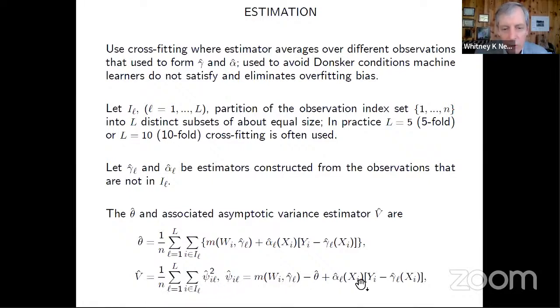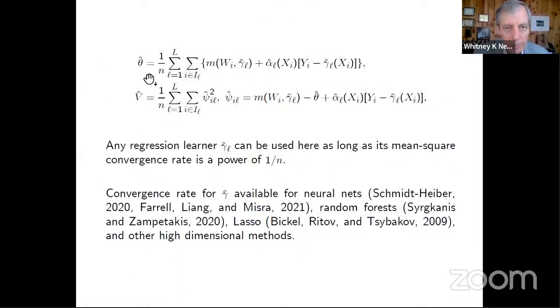Because of the orthogonal moment conditions, you could ignore the estimation of gamma hat and alpha hat here and get the standard error in the obvious way. It's really just the sample variance of this thing. You're getting theta hat by taking a sample average of something. You just take the sample variance of that something, and that gives you the standard error, or the asymptotic variance estimate. Okay, so that's the estimator, theta hat, with the estimated asymptotic variance there.